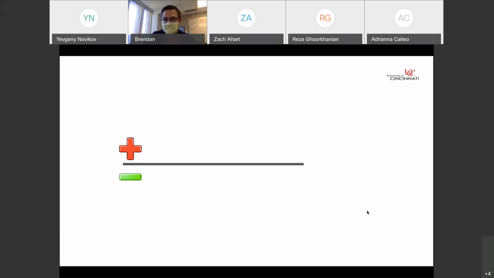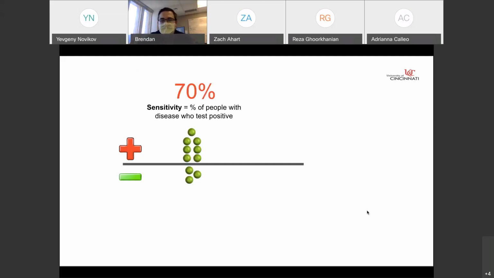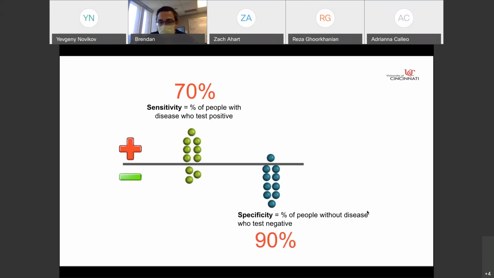So let's go back to our flu test. We had 70% sensitivity and 90% specificity. Here we can see this little diagram. The plus is positives, the minus is negatives on the test. And if we take 10 people who have the disease, this is the rough distribution that we would expect on average with a sensitivity of 70%. It's the percent of people with the disease who test positive. On the other hand, if we take 10 people without the illness, you can see that 9 of them test negative, 1 tests positive, and that's how we end up with our specificity, the percent of people without disease who test negative, 90%.